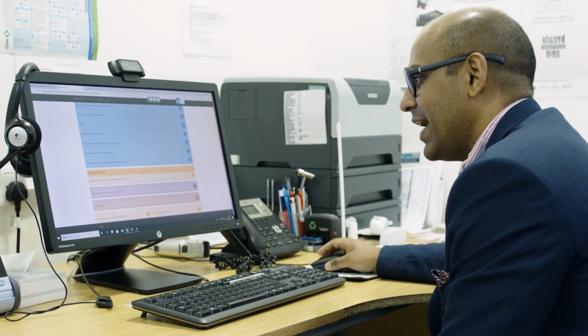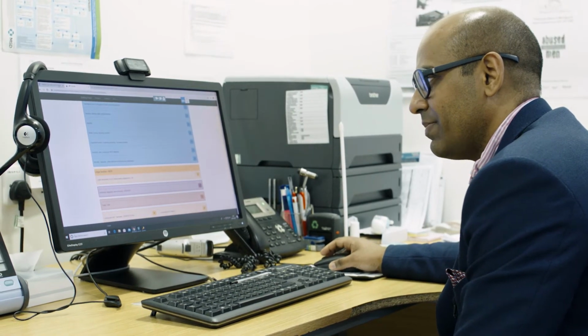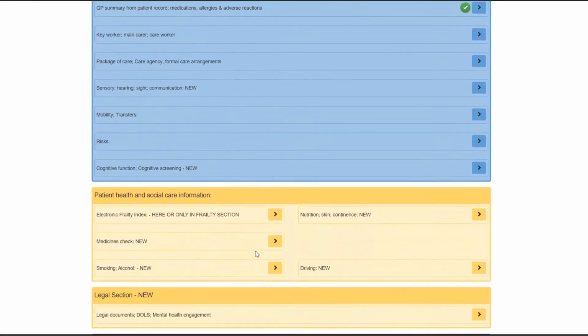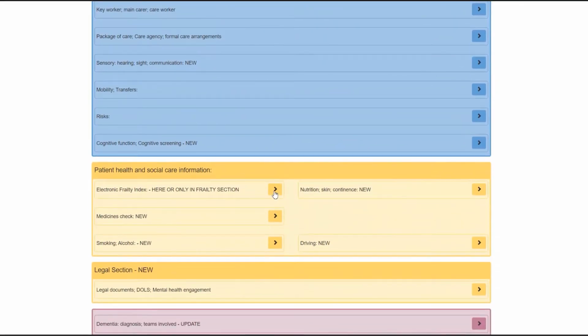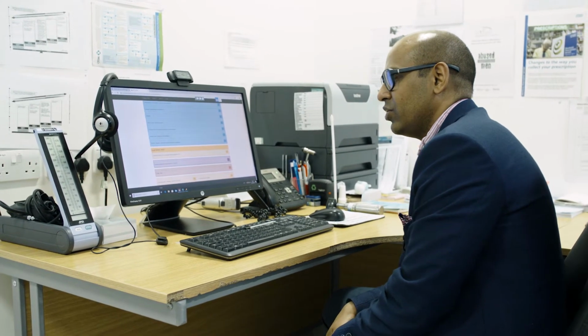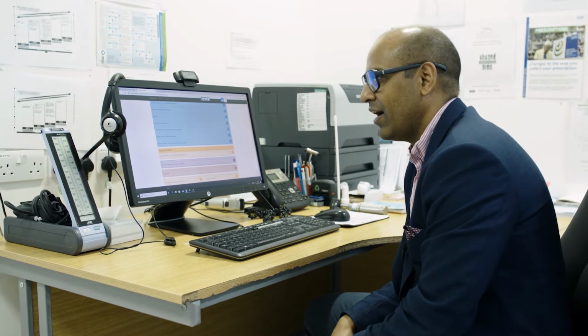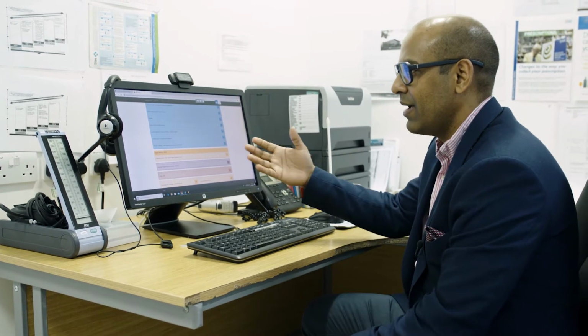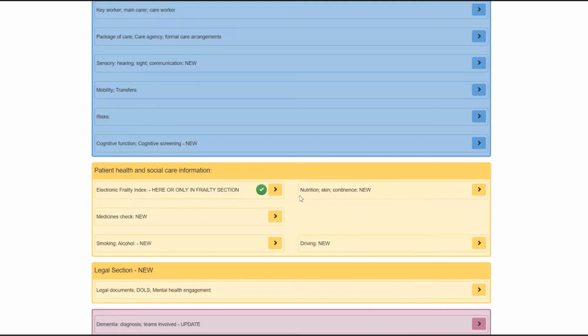We've also added in a News 2 score as a baseline so that we can see deterioration in patients. A lot of the frail elderly patients will have a baseline of a high News 2 score, and if you're able to share that information across to a trust on discharge, it's less likely to delay their discharge because they have a high News 2, because they know that their baseline is higher in the community.